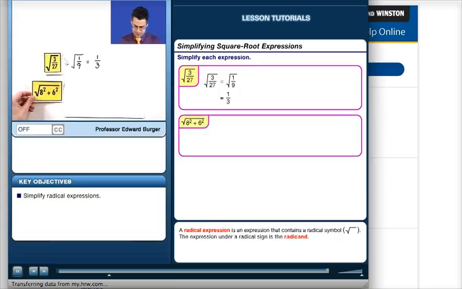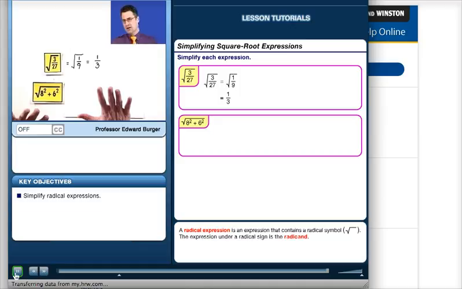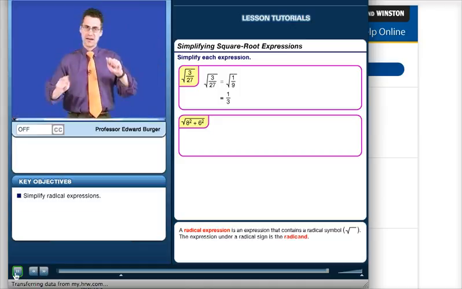Let's try another example, a little bit more elaborate. Square root of 8 squared plus 6 squared. Okay. Well, there's lots of temptation here, especially if you know that somehow the square root is connected with squaring in some way.